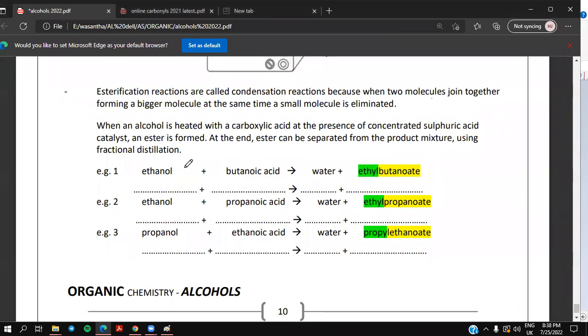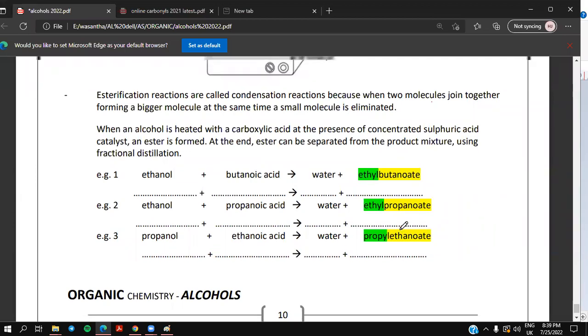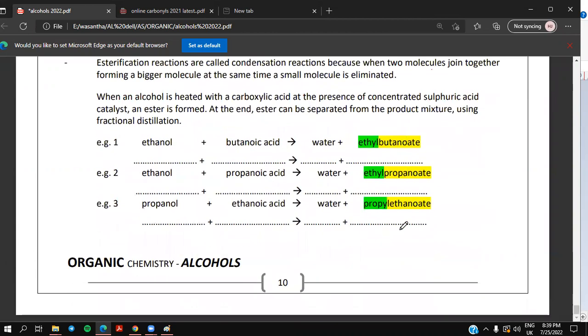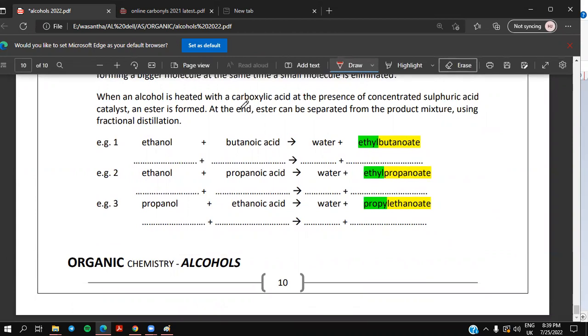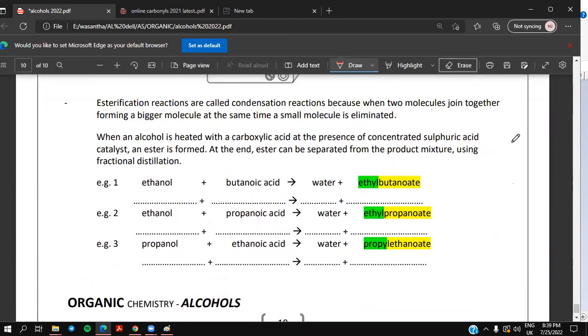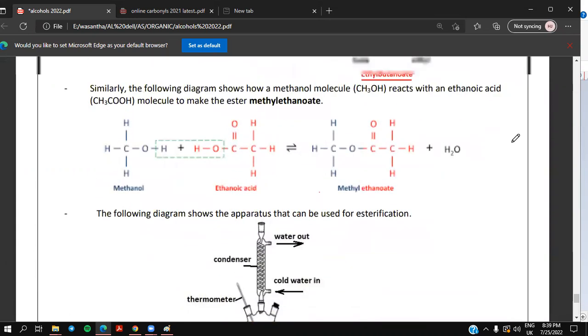When ethanol reacts with butanoic acid, we get ethyl butanoate. If ethanol reacts with propanoic acid, ethyl propanoate. If propanol is reacted with ethanoic acid, to give water and an ester molecule. So likewise, we can find the names of compounds, and when they react, what will be produced. That idea is also given here. So with that, I guess alcohol lessons are over.